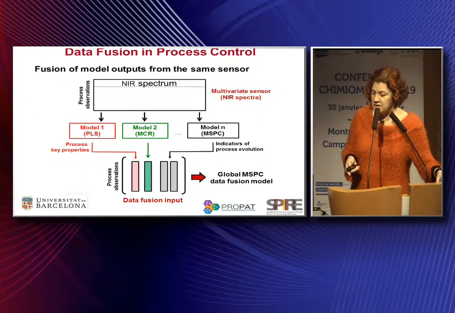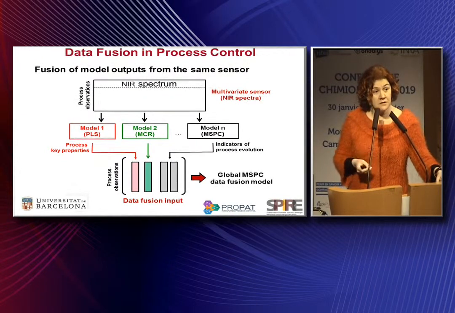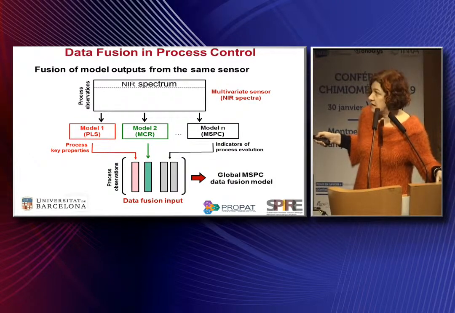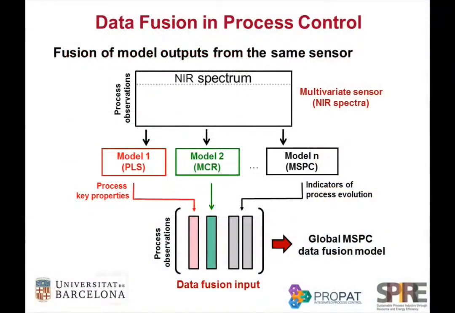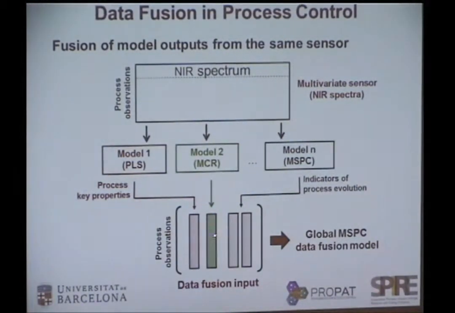So in this framework, we propose that data fusion could be the result of using a single sensor, but putting together outputs of different kinds of models, like models used to predict particular key properties of your process, like how viscosity evolves, how moisture evolves. You could also put some kind of values of MCR profiles, concentration profiles. You can imagine many, many different kinds of models. Or even add to all these kind of outputs what you would get, like T square or Q, from a process control only defined by this kind of sensor.